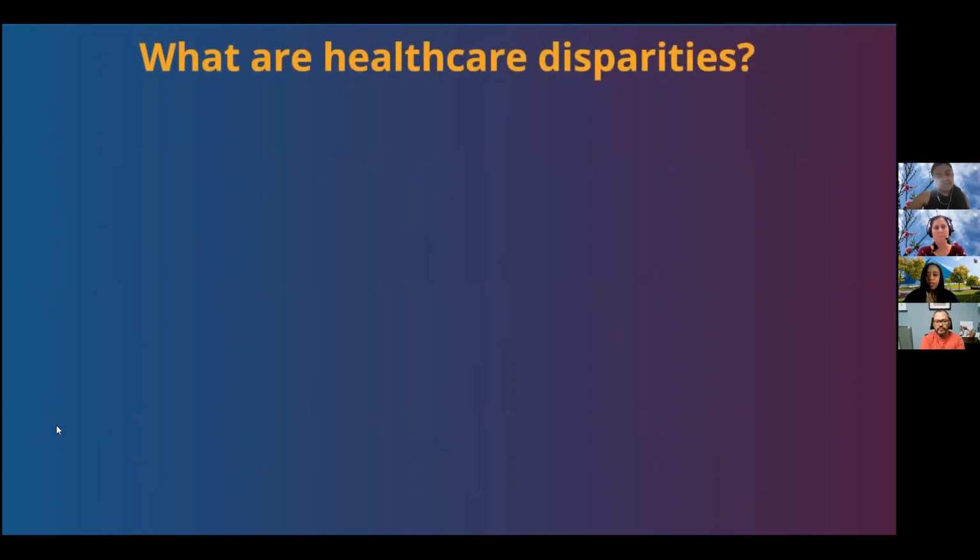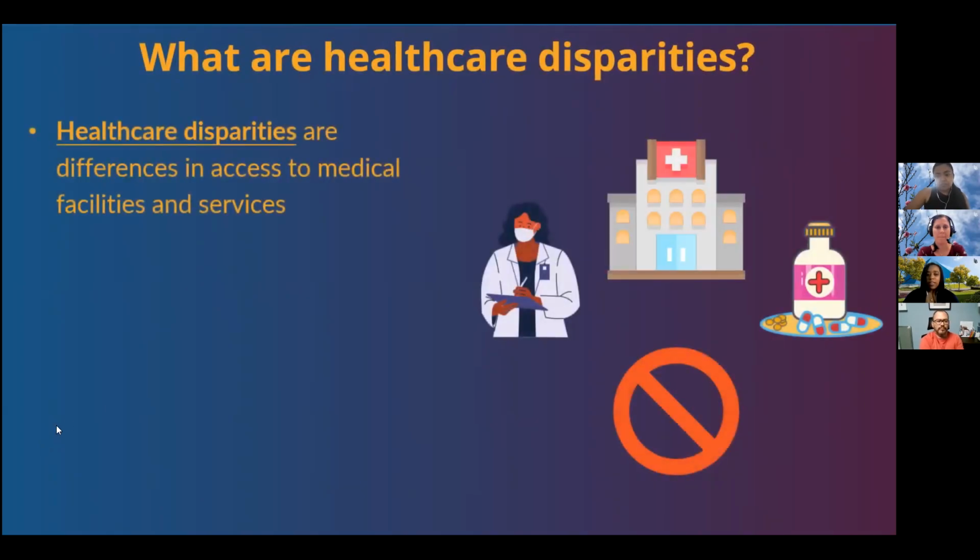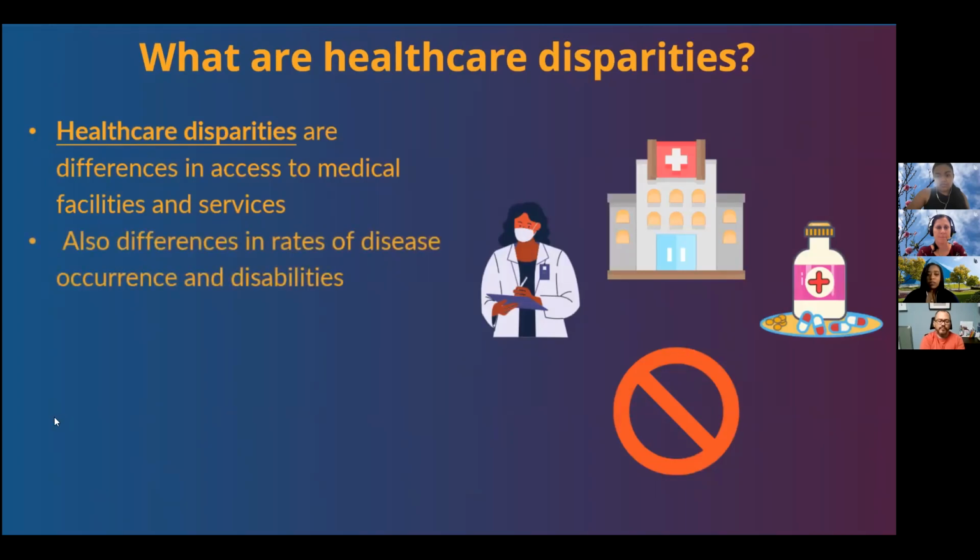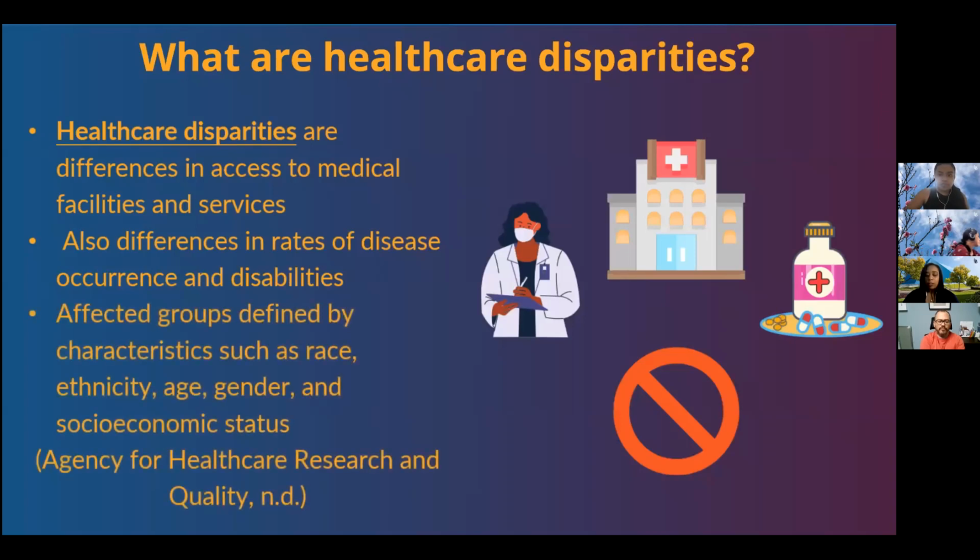So what are healthcare disparities? They're defined as differences in access to medical facilities and services, and also differences in rates of disease occurrence and disabilities. And affected groups are defined by characteristics such as race, ethnicity, age, gender, and socioeconomic status.